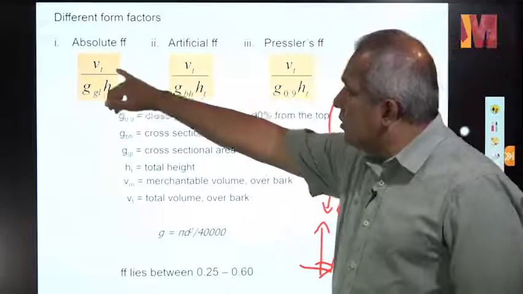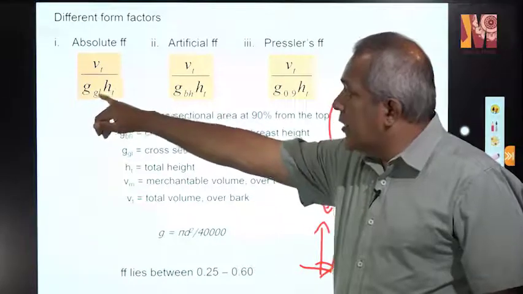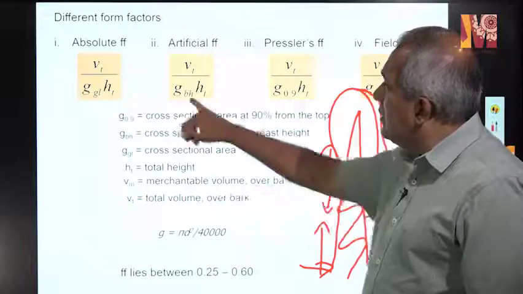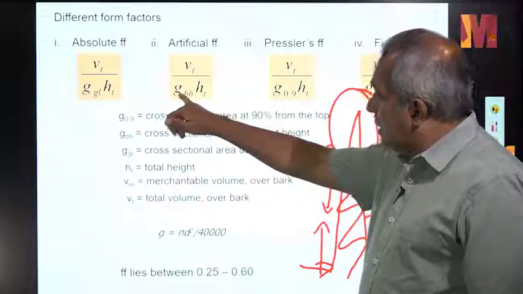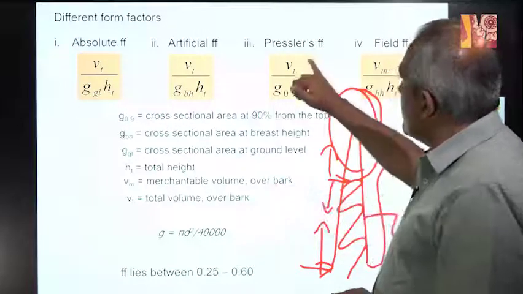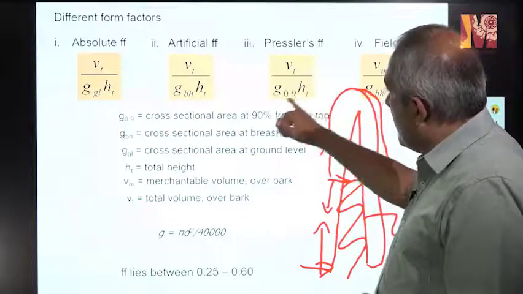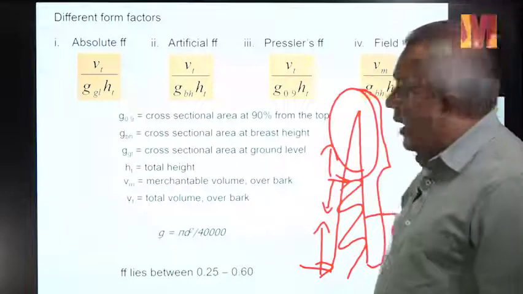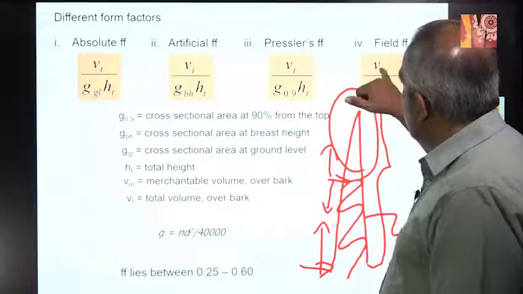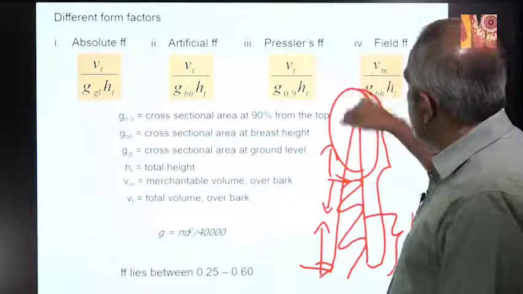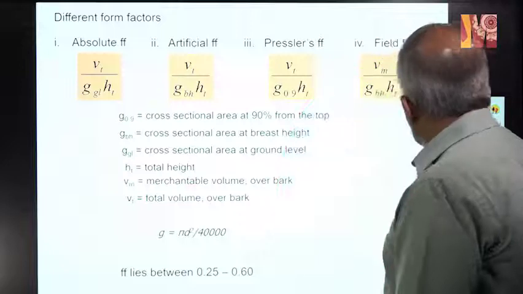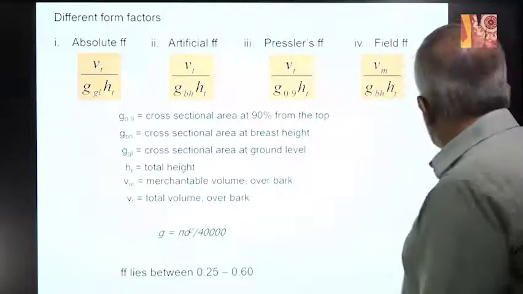Absolute form factor has total volume, basal area at ground level and total height. Artificial form factor, total volume again, cross-sectional area or the basal area at the breast height and the total height. Pressler's form factor, the difference is the cross-sectional area, which is at the 90% from the top, and the field form factor, volume is different. This time we estimate the merchantable volume, basal area at the breast height and total height.